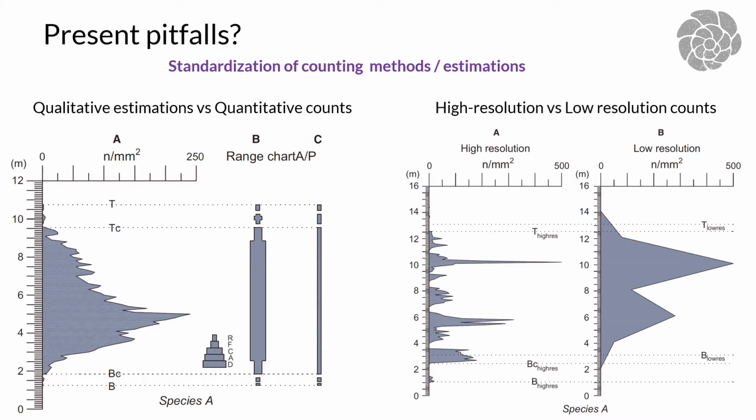So what is the message here? The message here is that if you look at this taxon, it is perfect. It's abundant, it's continuous, it appears sharply. But if you go here, you can see a different story. So we have to standardize counting methods, but we have to prefer high resolution.